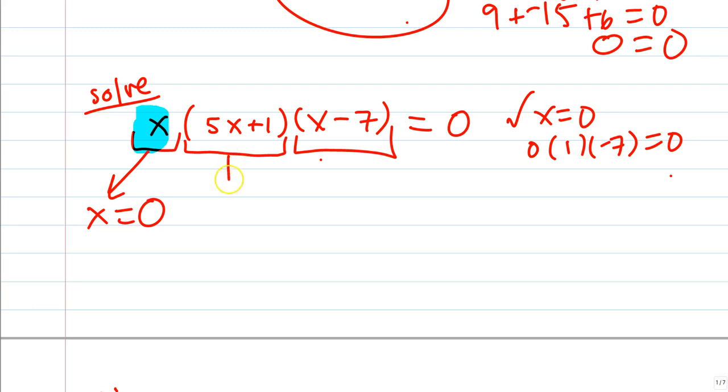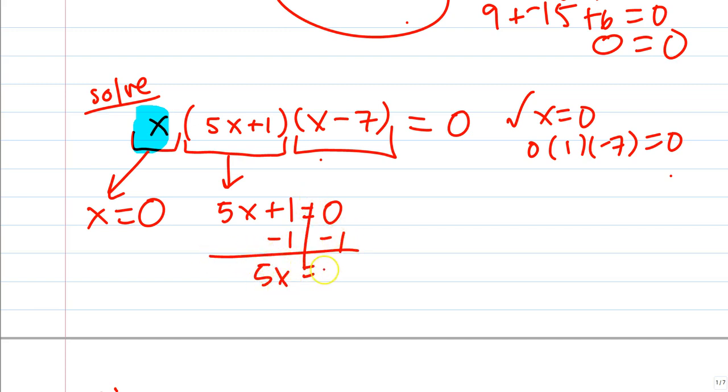0 times, I don't really care, but 1 times negative 7, it equals 0. Take the second group and set it equal to 0 and solve it. So we're going to subtract the 1. 5x is equal to negative 1. Divide by 5. And x is equal to negative 1/5. Just leave it. Okay. Is it right? Well, let's check.